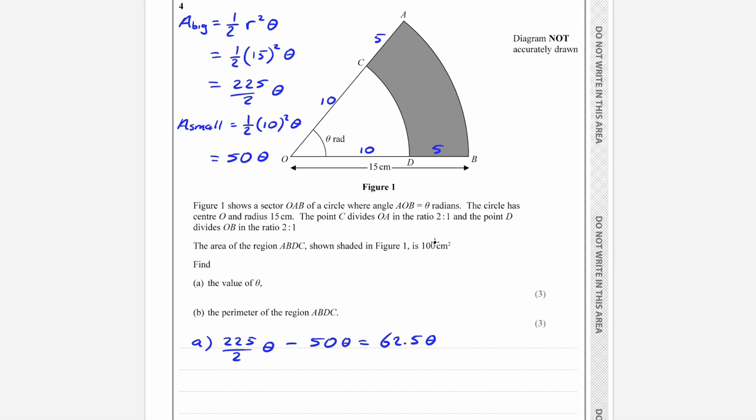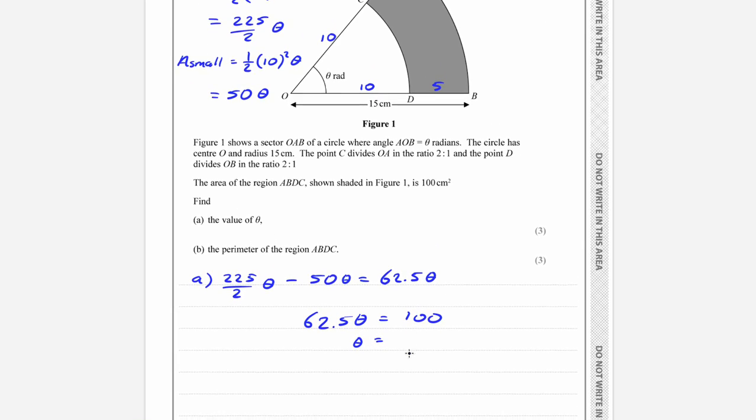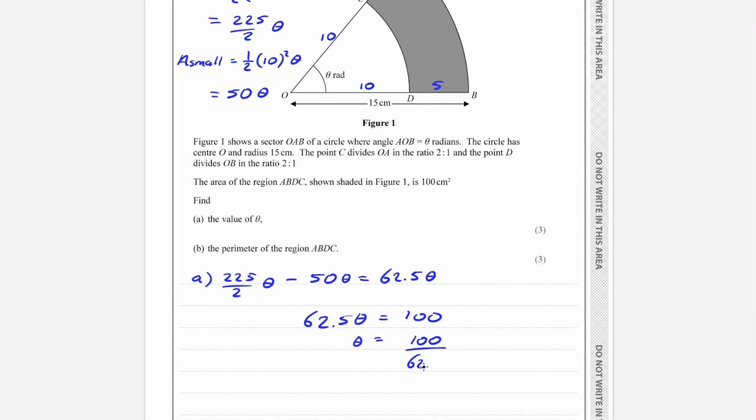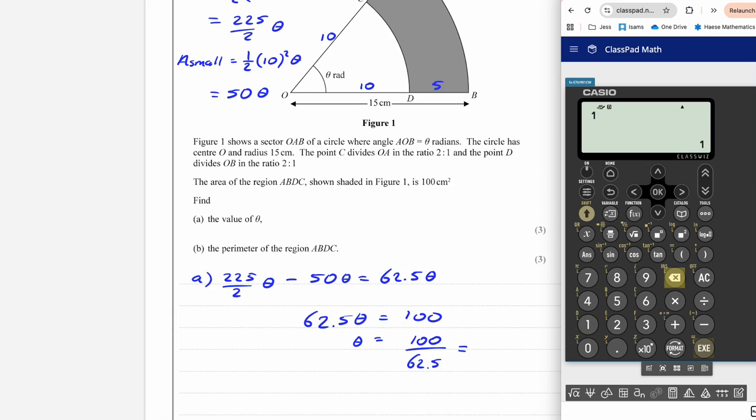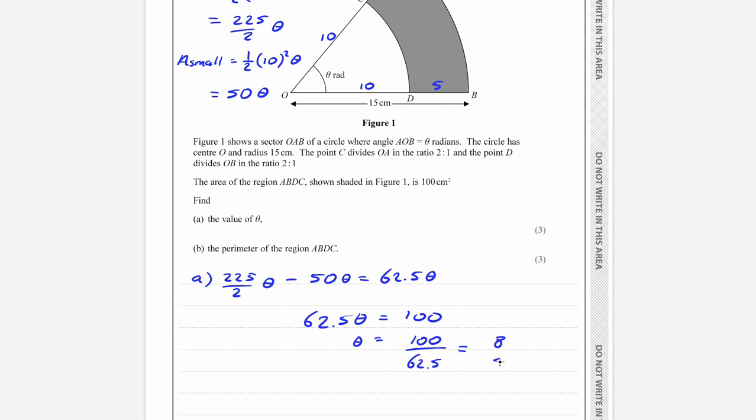Now he says this equals 100. The area is 100. So 62.5 theta equals 100. Theta is therefore 100 divided by 62.5, which I think is a nice enough number, guys. 100 divided by 62.5 is 8 over 5, or 1.6. Fine. So theta equals 1.6.